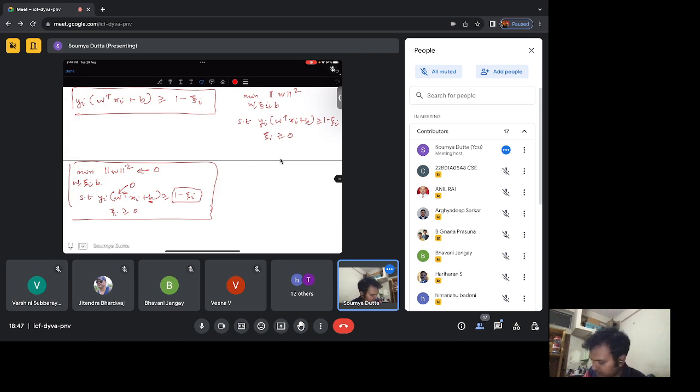Okay. So suppose you make zeta i go to infinity. Suppose your zeta i becomes a huge number. So what does that leave you with? Where does that leave you with this constraint?